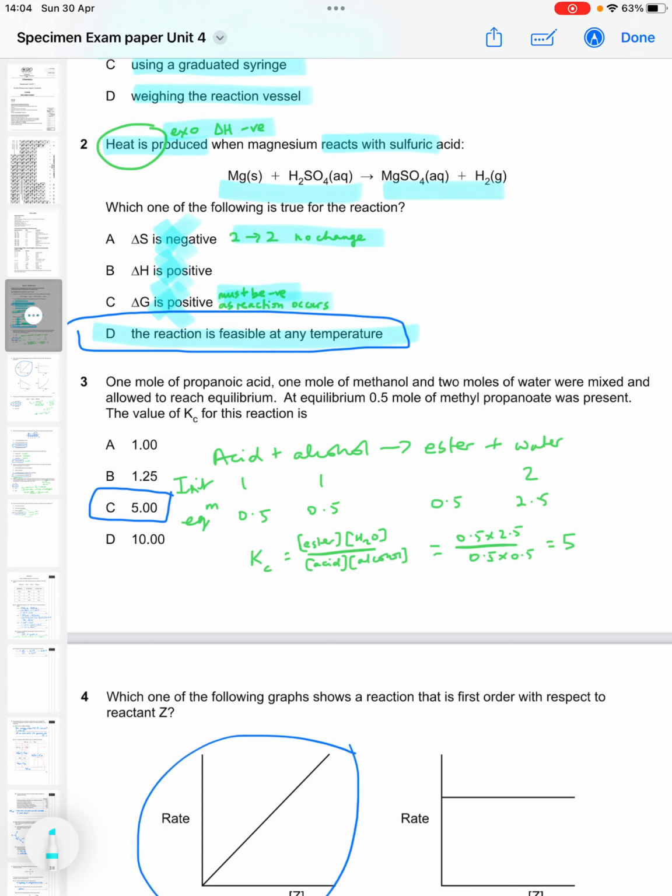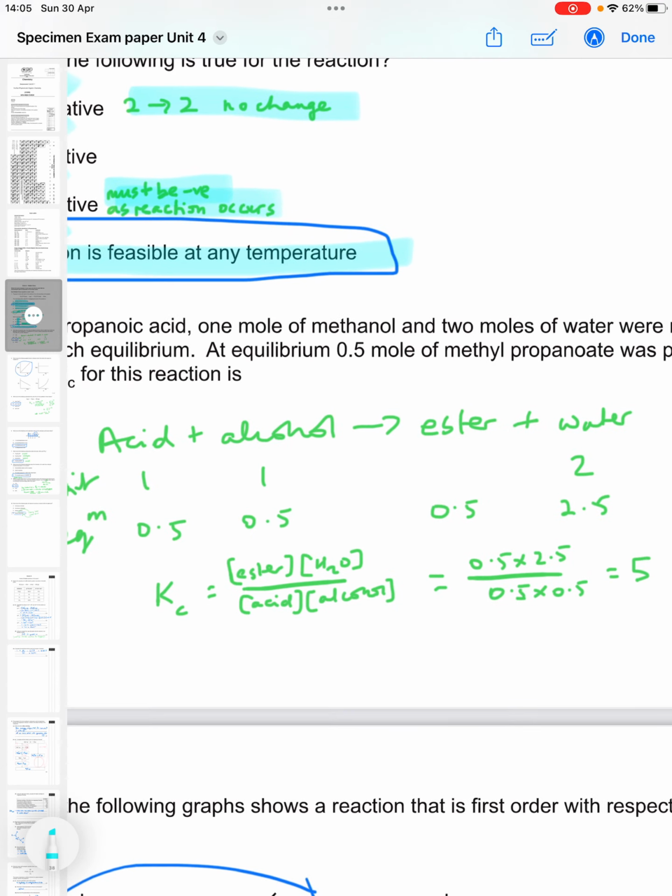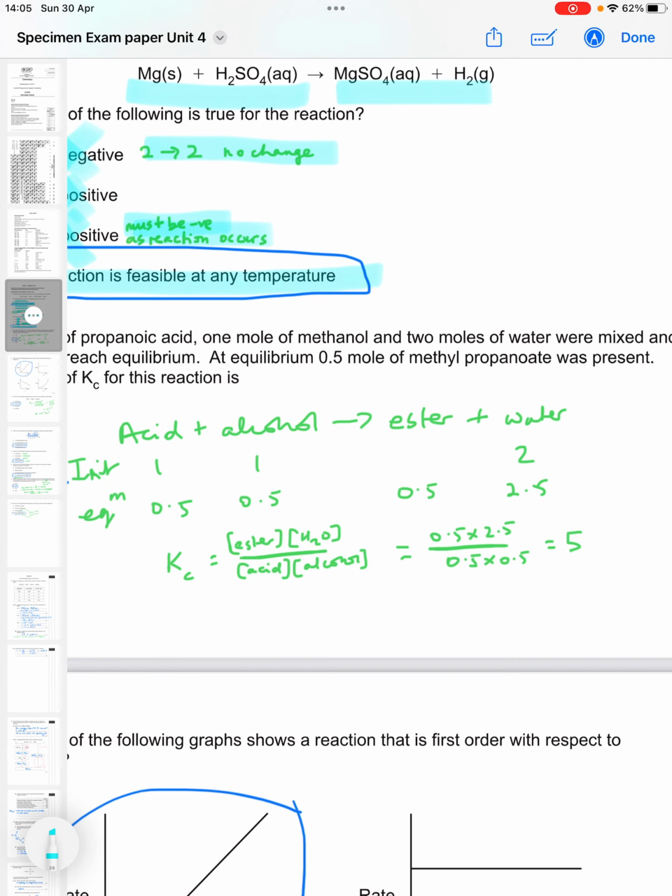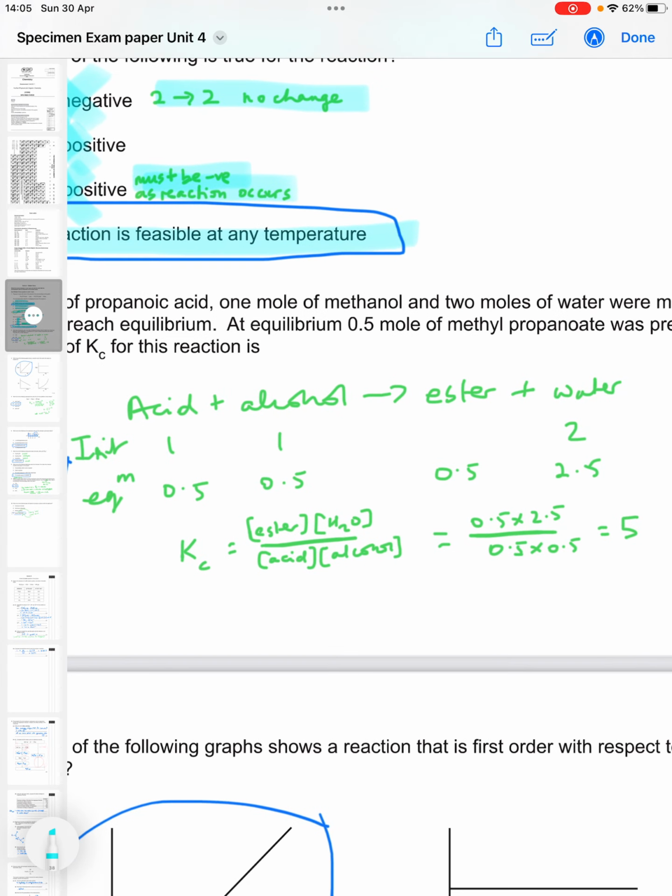Number 3, 1 mole of propanoic acid, 1 mole of methanol, and 2 moles of water were mixed and allowed to reach equilibrium. At equilibrium, 0.5 moles of methyl propanoate was present. The value of Kc for this reaction is, well, I'm just going to write a little equation here and then put in the values from the question. So I'm not even bothering with the actual formula for anything. I'm just writing the acid and the alcohol gives you the ester and water.